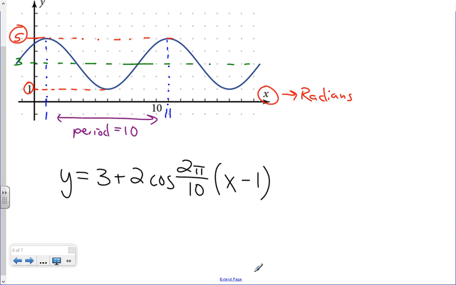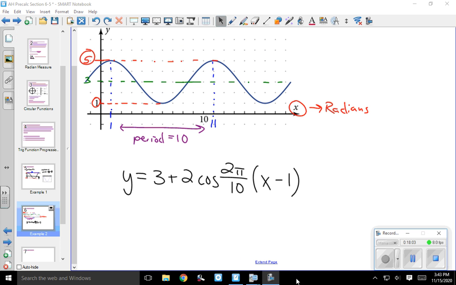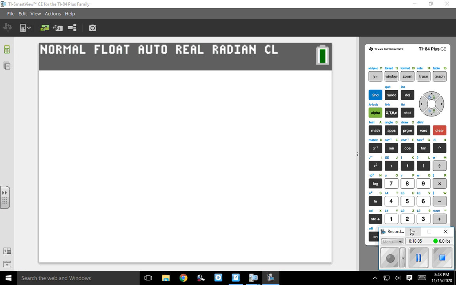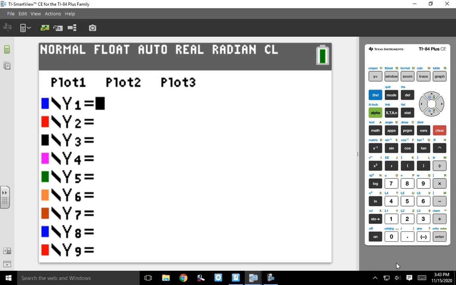They want us to come up with that equation. I think they said to graph this as well, or to plot it to confirm that. So we can do that. So grab your calculator and let's confirm that. All right. So on your calculator, let's go to your y equals menu. Let's get rid of that function from example 1, and let's plug in our new function here. 3 plus 2 times the cosine of 2 pi over 10, times x minus 1.